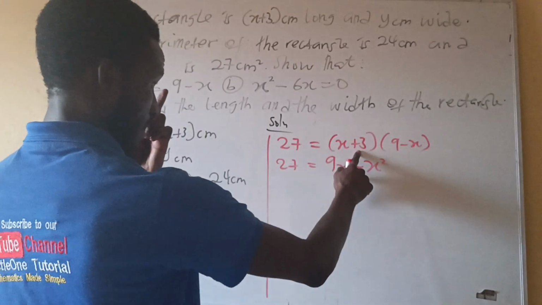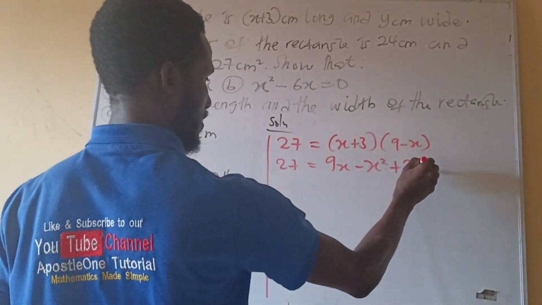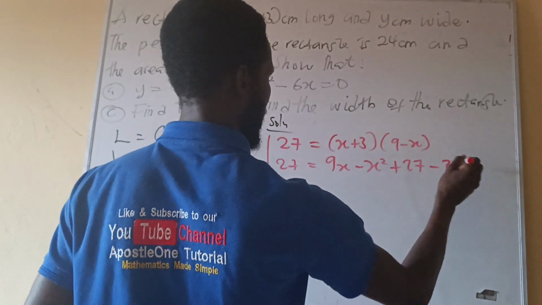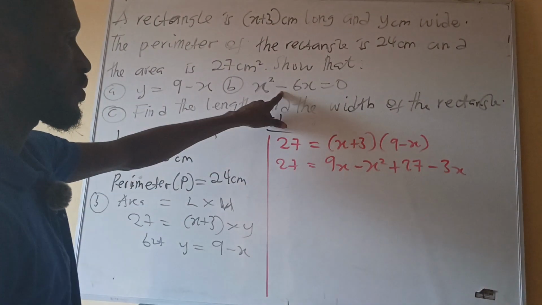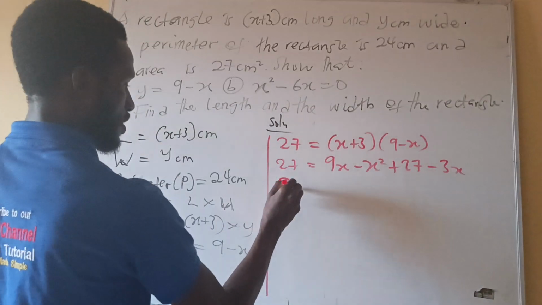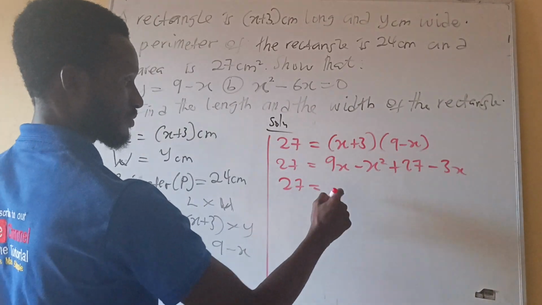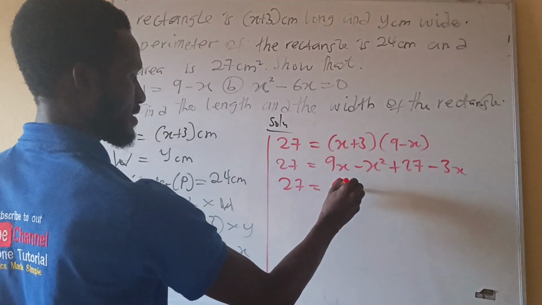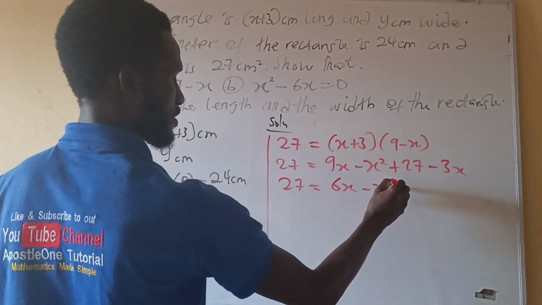So I have 27 is equal to x times 9 will give us 9x. x times x will give us minus x squared. Now 3 times 9 is 27. And then 3 times minus x is minus 3x. So I am proving this one. Now, I'm going to get 27 is equal to 9x minus 3x will give us 6x minus x squared plus 27.